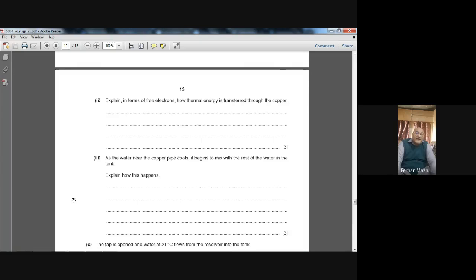One thing you missed while telling: the free electrons at the hot end will absorb the thermal energy and go to the other end, the colder end. There they will collide with the atoms of the copper and make them vibrate vigorously, and thus the heat is transferred from the hot end of the copper to the cold end of the copper. Will you be able to write the answer? It's a 3 mark question.